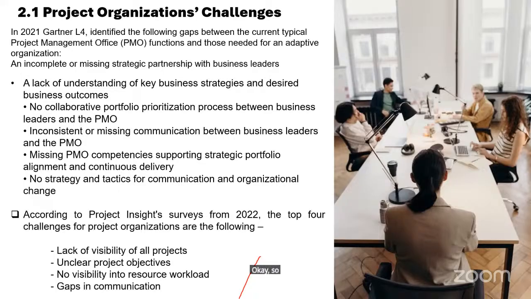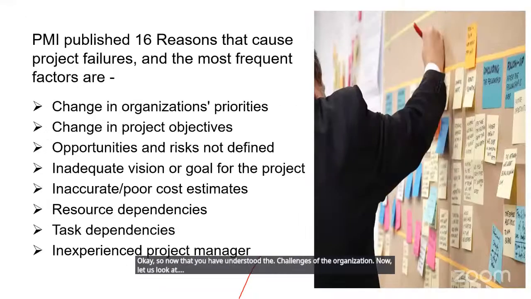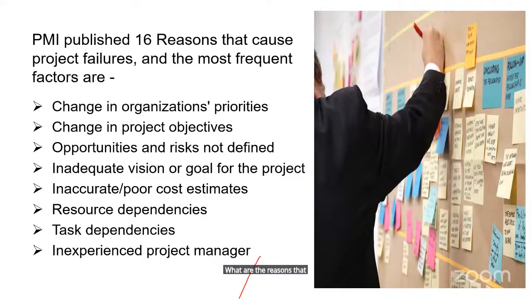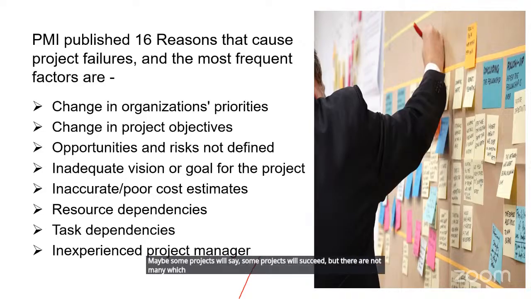Okay, so now that you have understood the challenges of the organization, let us look at the reasons that cause project failures. If you're doing 100 projects, maybe some projects will fail, some will succeed, but there are not many which succeed properly. They just manage it.